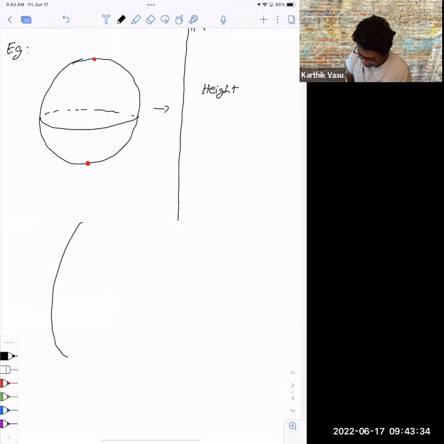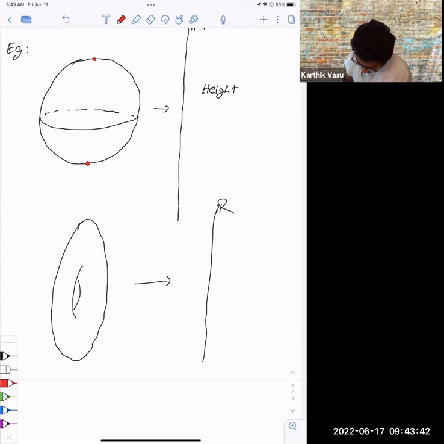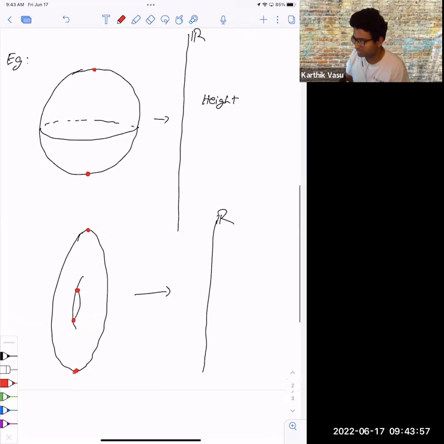The other example is the torus. Again, I look at the height function. Again, the same thing happens. The maximum and minimum will always be critical points. But there are also these 2 saddle points, which are also critical. And again, the matrix will be non-degenerate here.